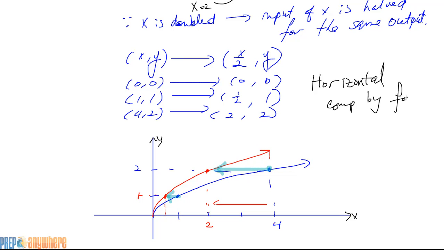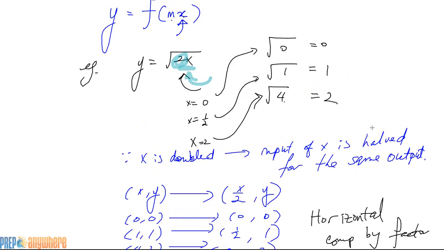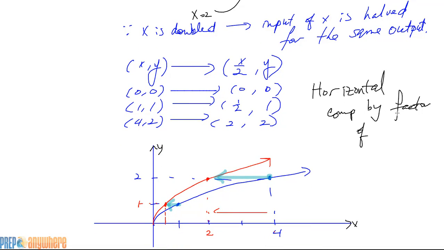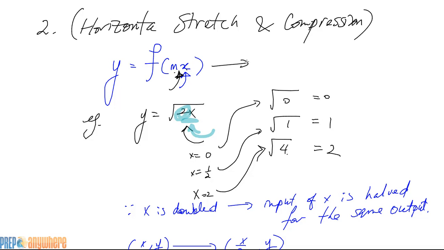by a factor of half. In general, if you have a k, or if you have an m like this, it's a horizontal compression by a factor of, here I would say it's half, but in general, it's a horizontal compression by a factor of 1 over m. Because you multiply by m, x has to be divided by m to get the same result from the function.